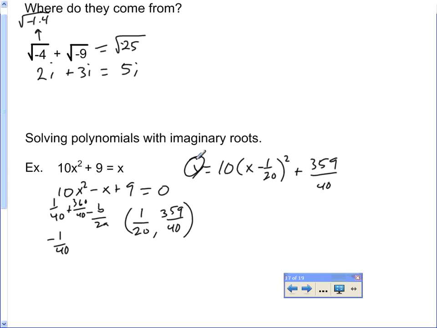Okay, now to get my roots, I'm going to set this equal to 0. Subtract this over, so I get negative 359/40. Divide by 10, which is going to give me, just add a 0 onto here. Square root it. Okay, if I square root this, the square root of 359 is going to give me a decimal. Square root of 400, though, is 20, and the square root of negative 1 is i.